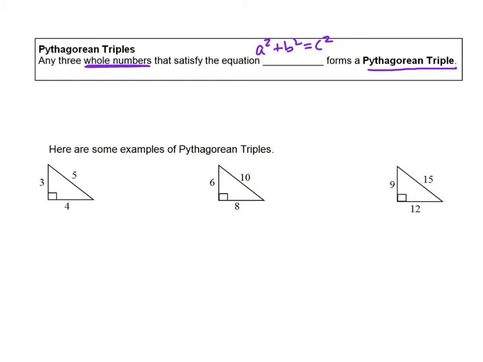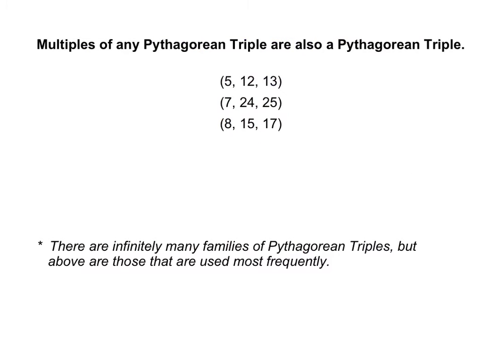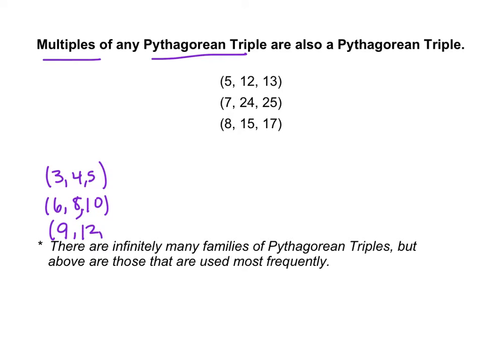So here are some examples of Pythagorean triples. These are from the last slide. You got 3, 4, 5, 6, 8, 10, 9, 12, 15. So we already saw that multiples of any Pythagorean triple are also a Pythagorean triple. We had before 3, 4, 5. We multiplied those numbers by 2, so 6, 8, 10 was also a Pythagorean triple. We multiplied them by 3, and we got 9, 12, and 15. Those are all Pythagorean triples.